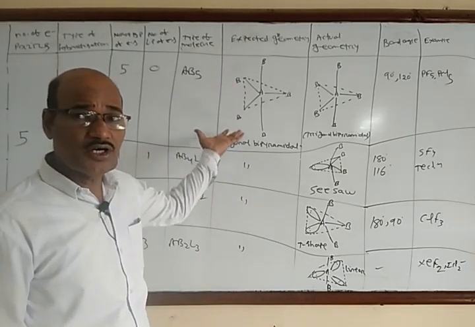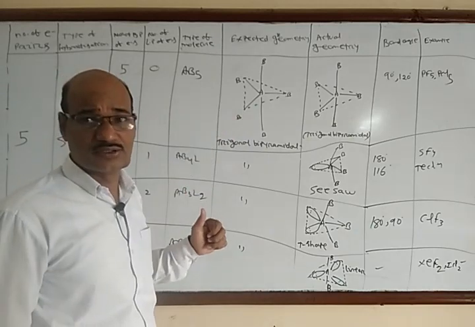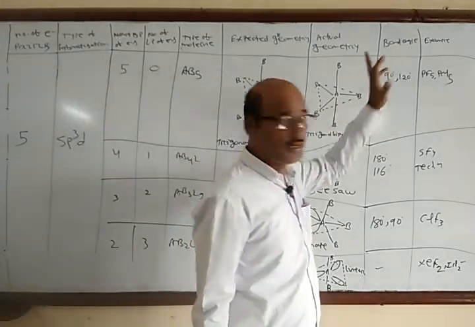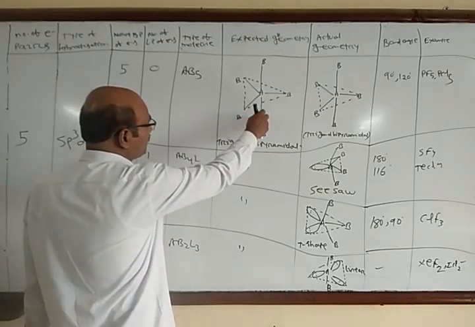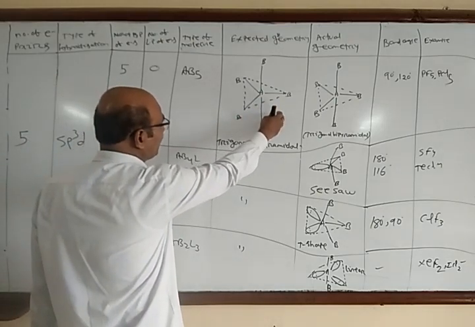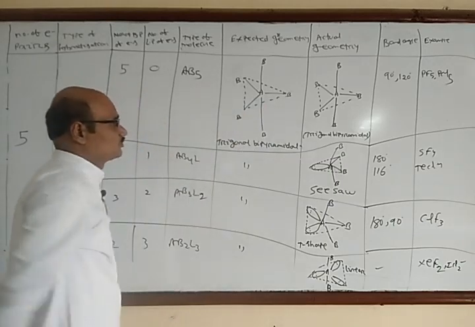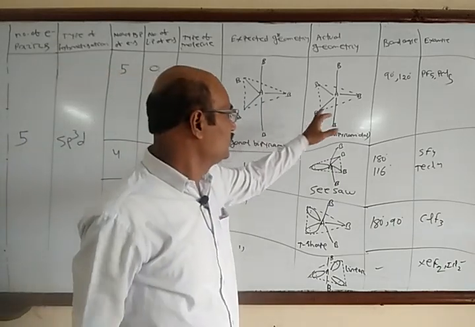So here we have 2 types of angles, 90 degree and 120 degree, because we have the equatorial angle and the axial angle also. 2 types of angles are there, so we have the 2 bond angles.